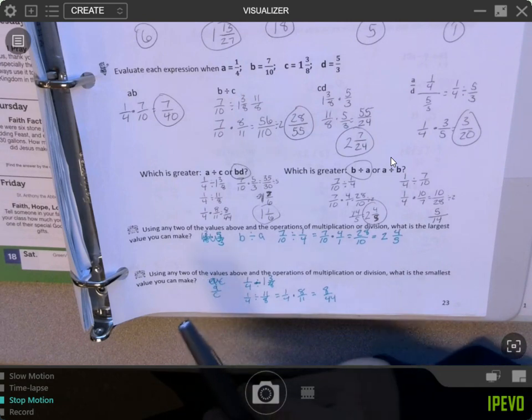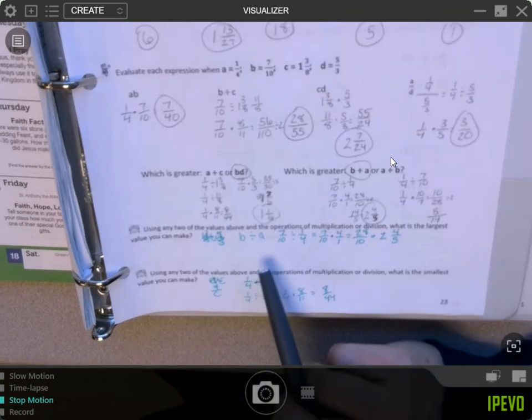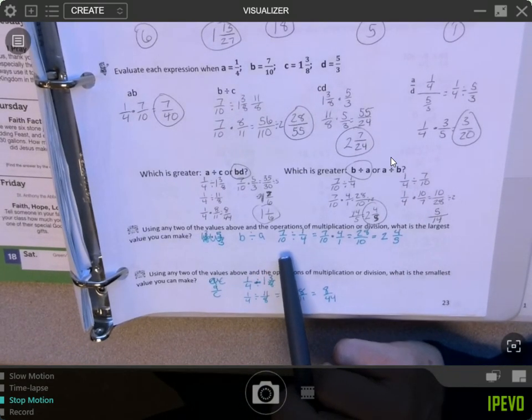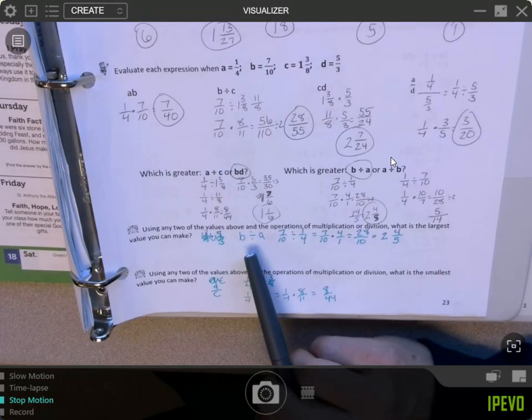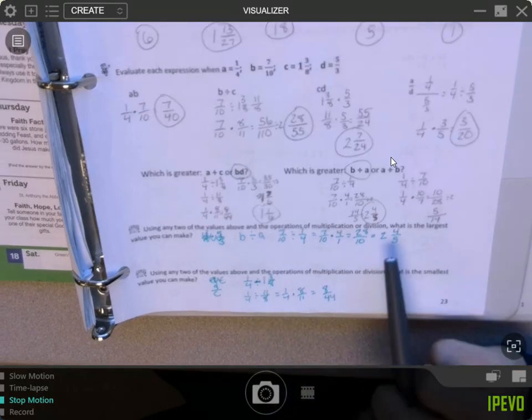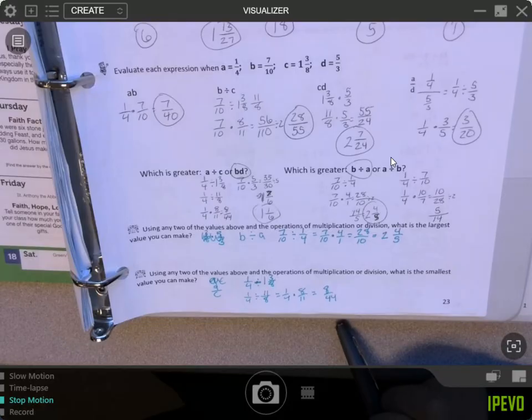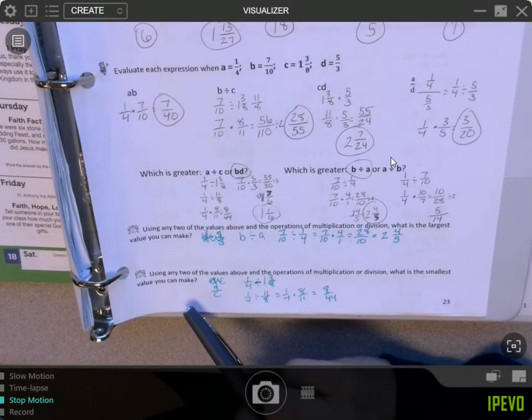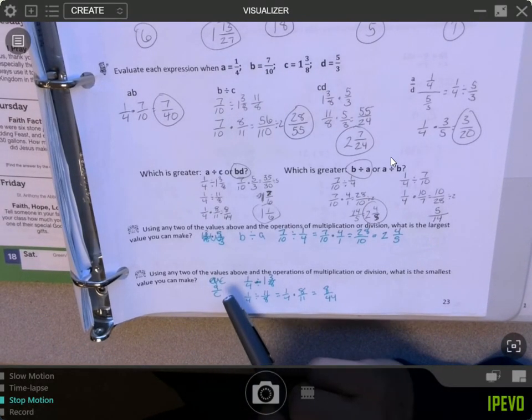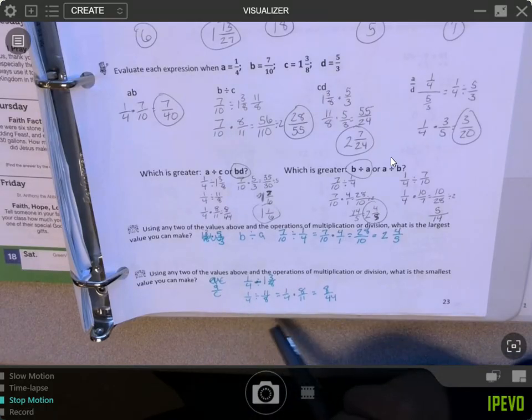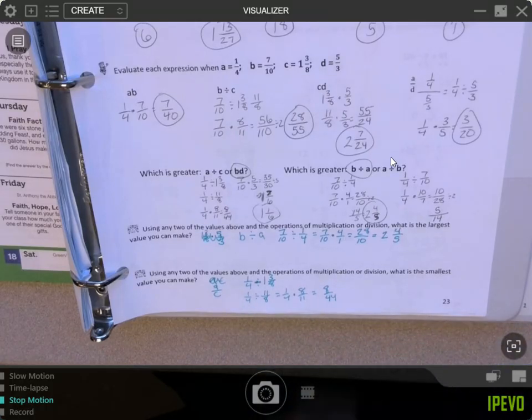On the bottom, the largest value I was able to come up with is B divided by A, which is 2 and 4/5. And the smallest value that I've been able to find is A over C, which is 8 over 44.